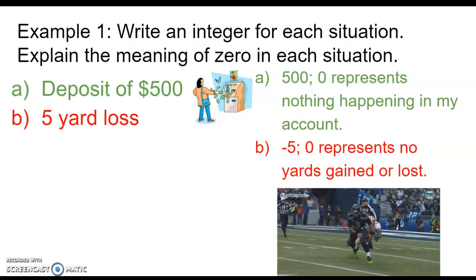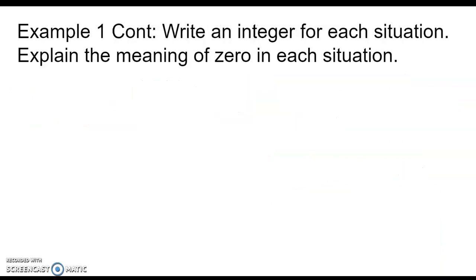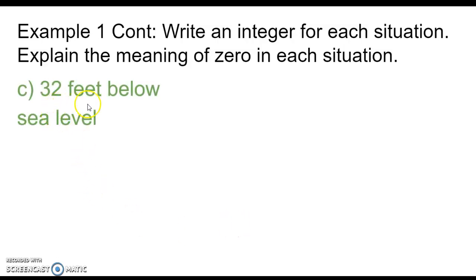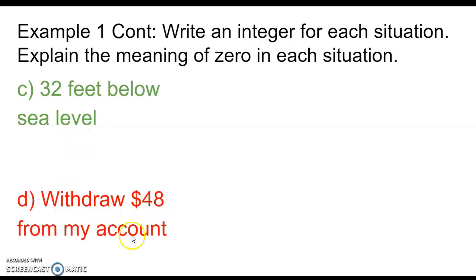That's embarrassing. All right. Example 1 continued. So there's 2 more parts. We're still going to do the same thing. Write an integer for each situation and explain the meaning of 0 in each situation. So we have 32 feet below sea level and a withdrawal of $48 from my bank account.